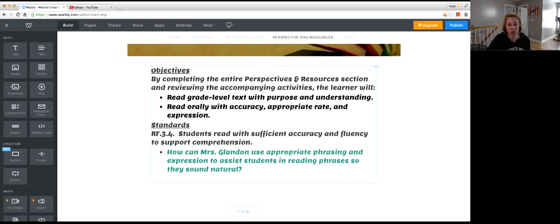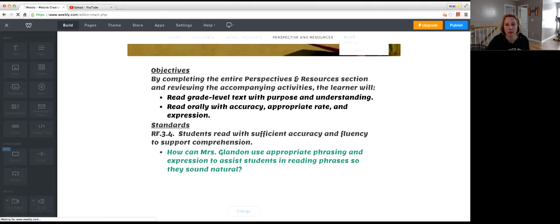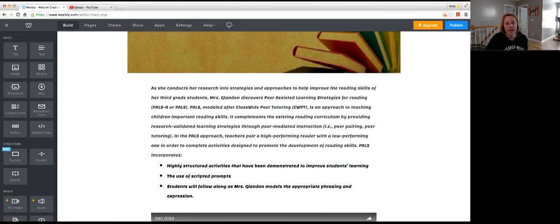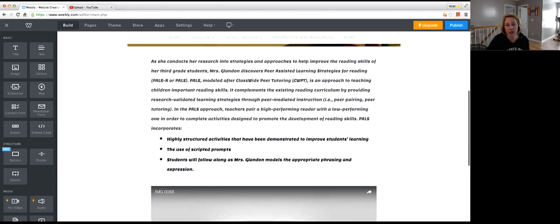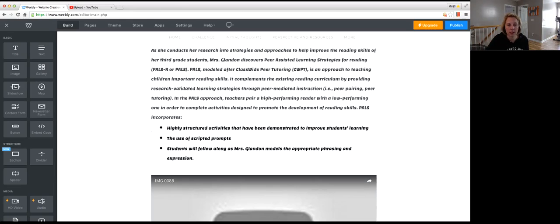So again, here's my challenge question. How can Ms. Glendon use appropriate phrasing and expression to assist students in reading phrases so they sound natural? After you finish this, you will then go to more under fluency, phrasing, and expression, and you will work through these top to bottom. So as I did research into these strategies and used the PALS strategy, I went through and provided some activities to help promote the development of reading skills so students could improve their learning.